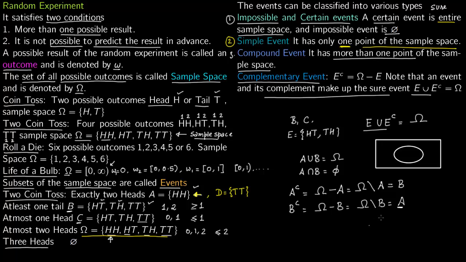Pictorially you can see it like this. If this is the entire sample space omega, the entire rectangle, and this small set inside is A, then A complement lies outside A. So let us fill the color and see it. We have colored A in yellow and we have colored A complement in green, and you can see A union A complement is the entire sample space omega. So A is yellow and the complement of A is omega minus A, which is this green part.